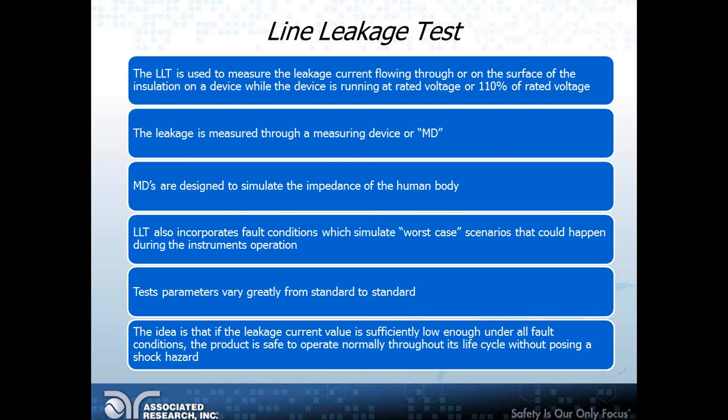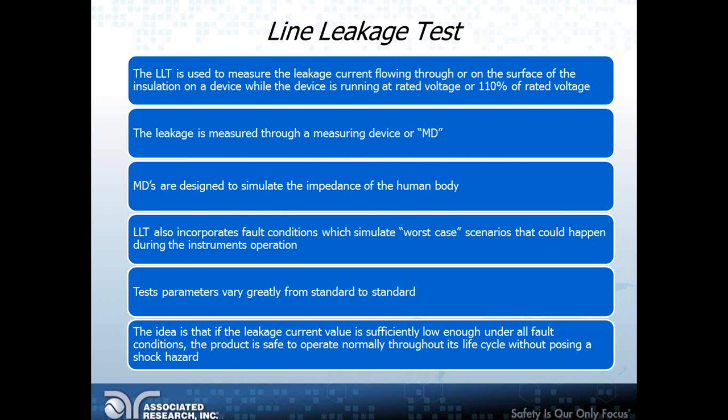The other major difference in how the leakage current is measured is that for a Hipot test, the leakage current is measured through a current sensing resistor on the return side of the circuit. But during a line leakage test, the leakage current is measured through what we call a measuring device, or an MD. A measuring device is basically designed to simulate the impedance of the human body.